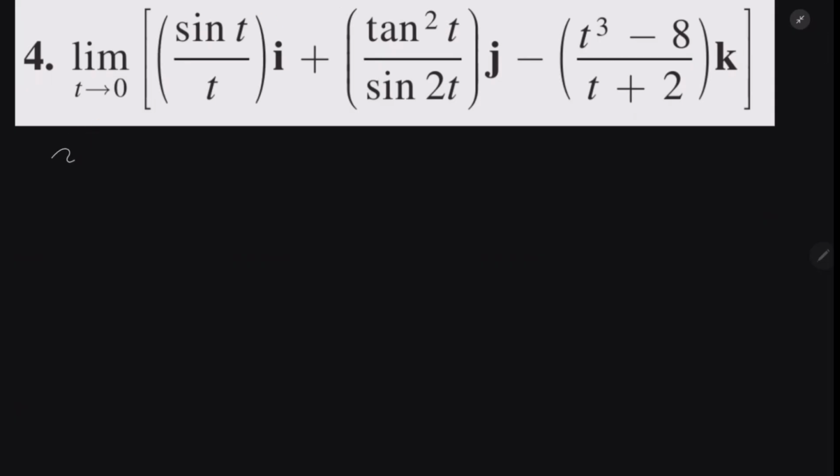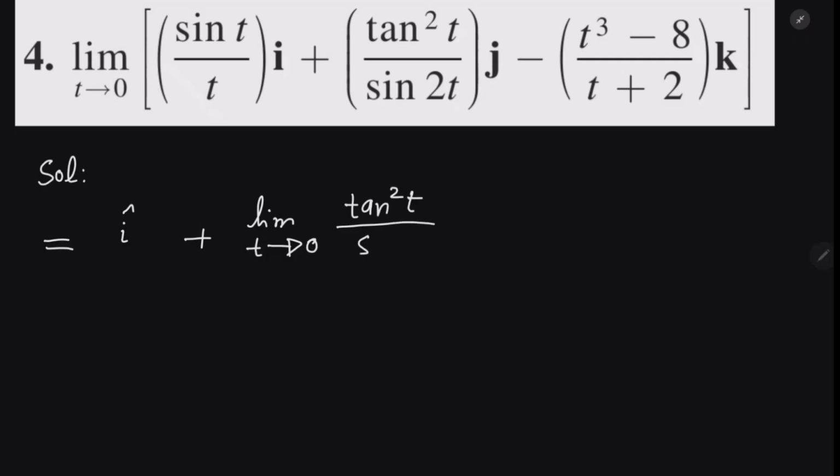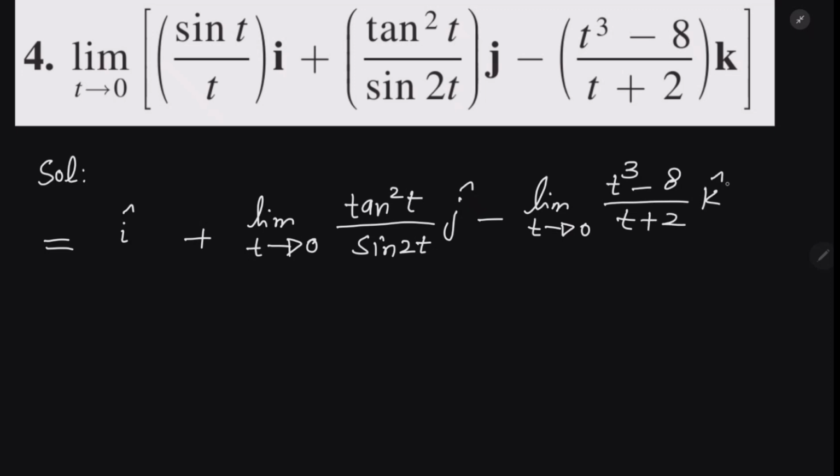Okay. Question number 4. We apply the limit over here, sine t over t, that becomes 1. So we have i unit vector plus, now we apply the limit as t approaches 0 of tangent square t over sine 2t j minus the limit as t approaches 0 of t cubed minus 8 divided by t plus 2 k unit vector.